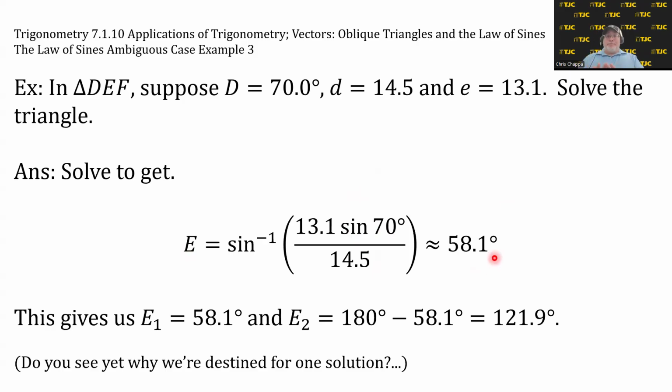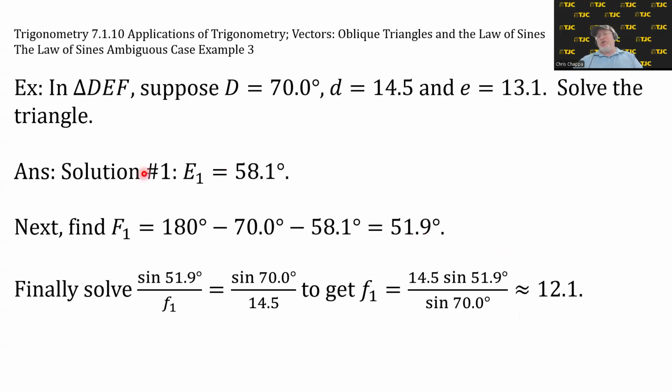But remember, when you use inverse sine to find an angle with the law of sines, you must consider the supplement. So our first value of E is 58.1 degrees, and our second value of E is its supplement, which is 121.9 degrees. And by the way, at this juncture, you can determine that we're only going to get one solution. Do you see why? If not, don't worry, we'll get there.